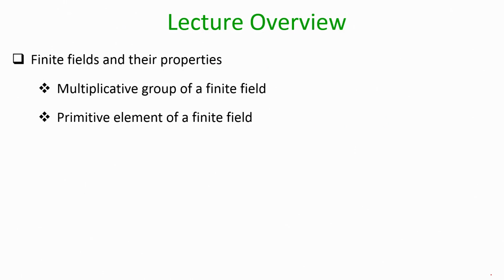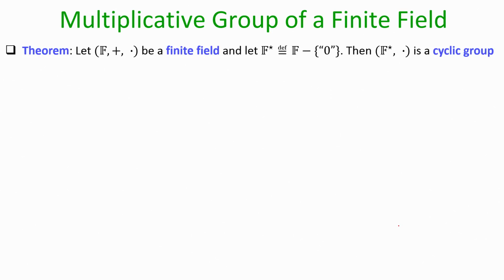In this lecture, we will continue our discussion over finite fields and we will focus on the multiplicative group of a finite field and we will prove some nice properties regarding the multiplicative group of a finite field. Specifically, we show that it is always a cyclic group, it will have some generators and those generators are called the primitive element, right.